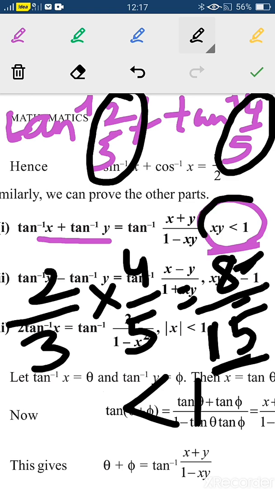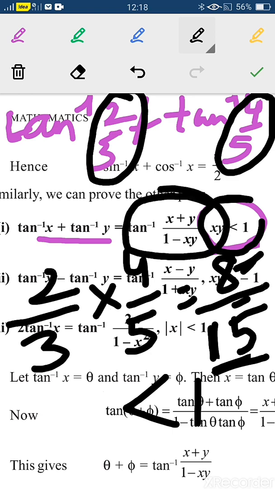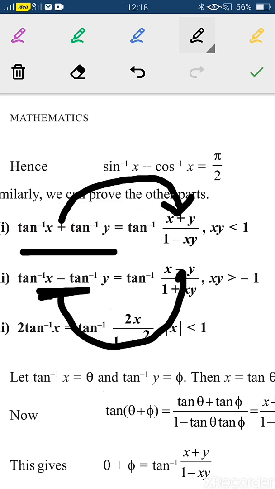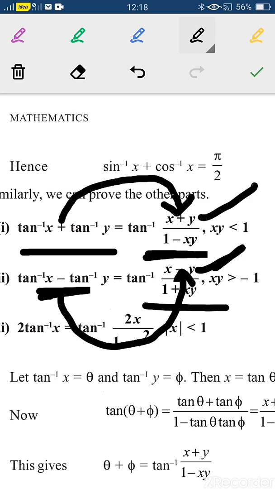So once this property is satisfied, then you can apply this formula, that is tan inverse x plus y upon 1 minus xy. I hope you are clear with this property. So here tan inverse x plus tan inverse y is equals to tan inverse x plus y upon 1 minus xy. See here it is plus, so in the numerator plus will come. Here it is minus, so in the numerator minus will come. If plus has come in the numerator, the denominator becomes negative. If negative has come in the numerator, then in the denominator it will become positive.